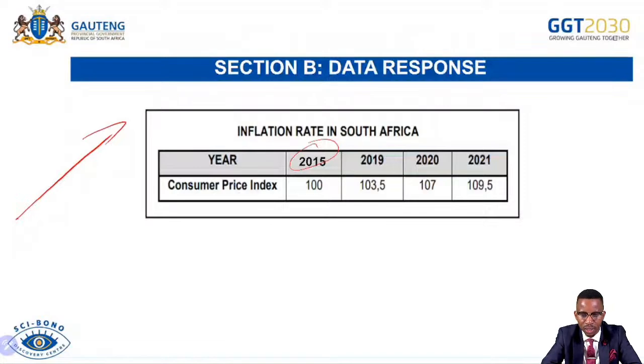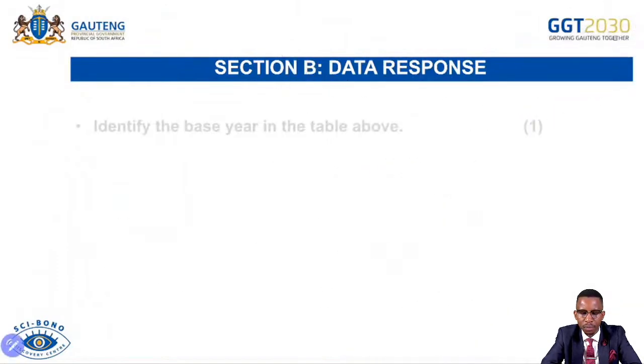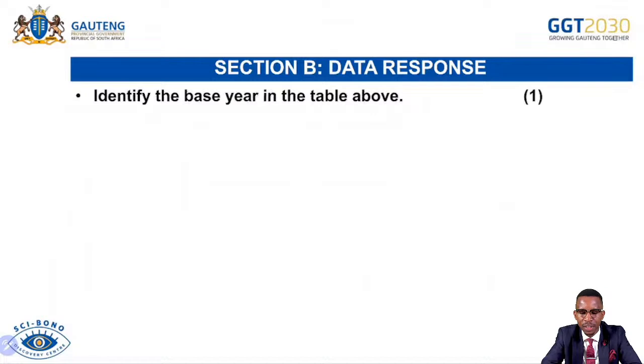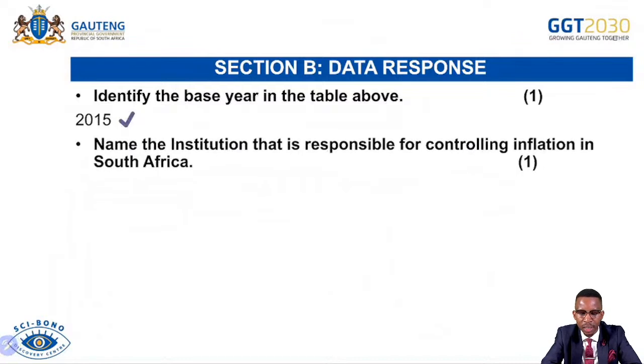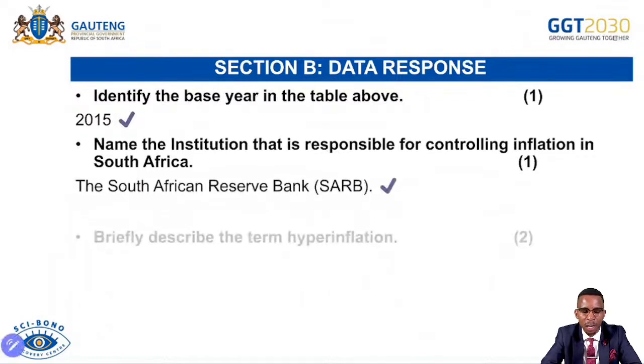So let's look at the questions and see. Identify the base year in the table above. So we talk about 2015 as our base year. Name the institution that is responsible for controlling inflation in South Africa. This is our South African Reserve Bank or SARB.